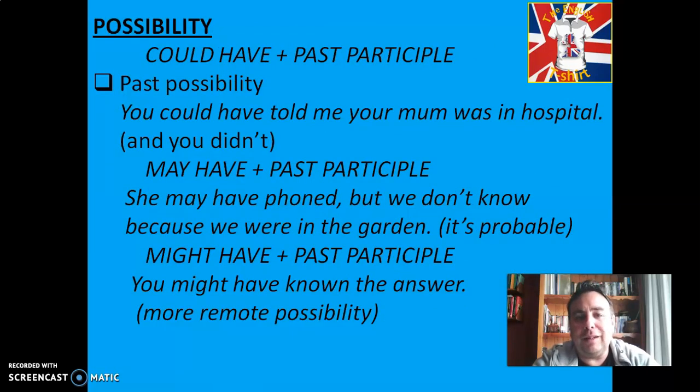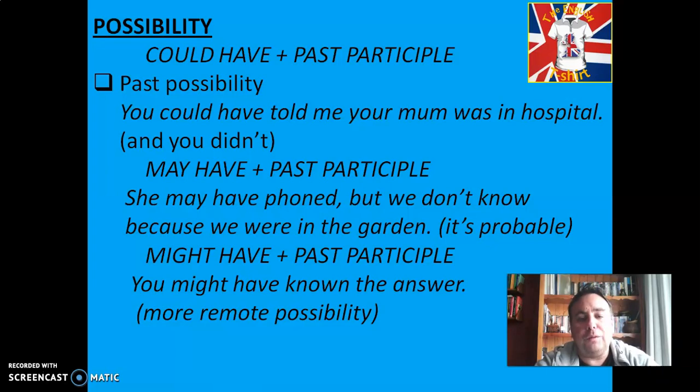Regarding possibility, we use the construction could have plus participle when we talk about past possibility. You could have told me your mom was in hospital. Me podías haber dicho que tu madre estaba en el hospital. You didn't. May have plus participle.